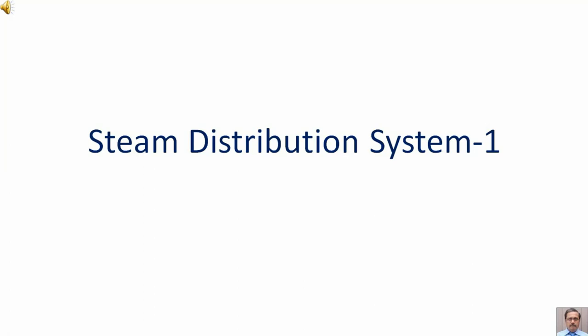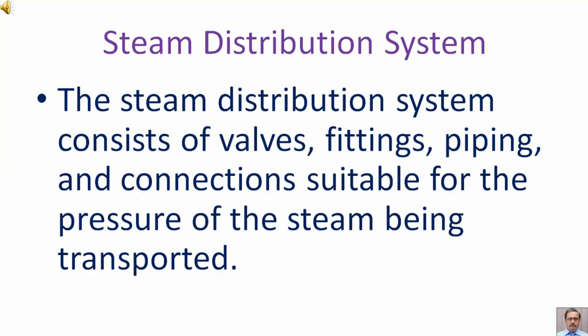Steam Distribution System Part 1. The steam distribution system consists of valves, fittings, piping, and connections suitable for the pressure of the steam being transported.